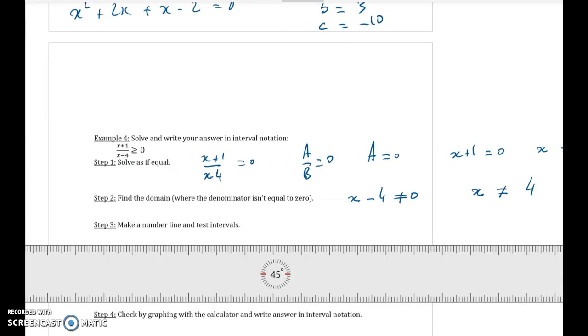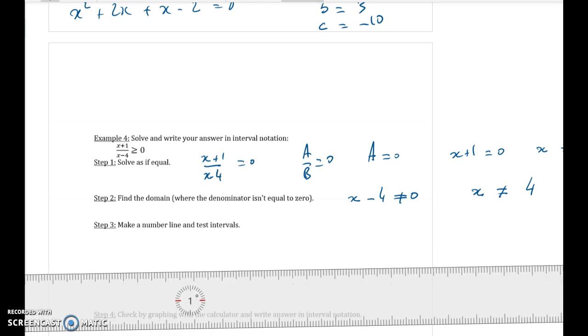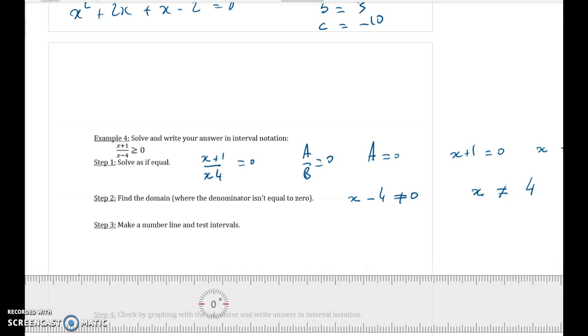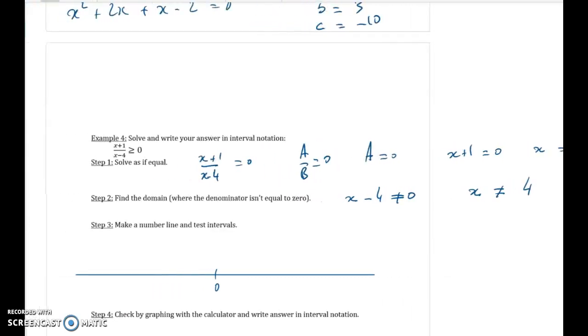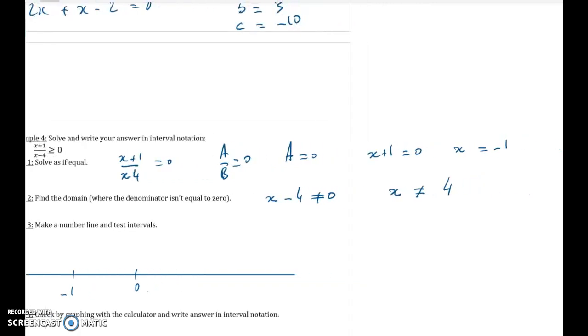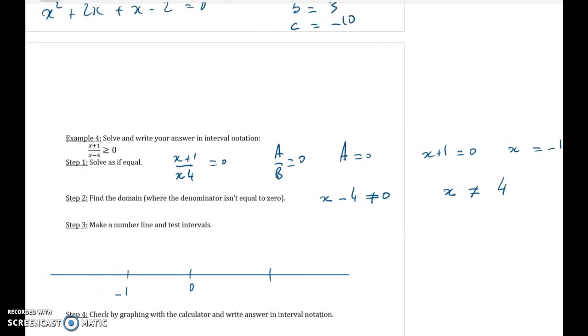Now, I want to make a number line. Here we go. All right. And when I make this number line, I'm going to plot the 0, and then I'm going to position negative 1 on this side because I know negative numbers are on the left of my number line, and x equals 4 on the other side.